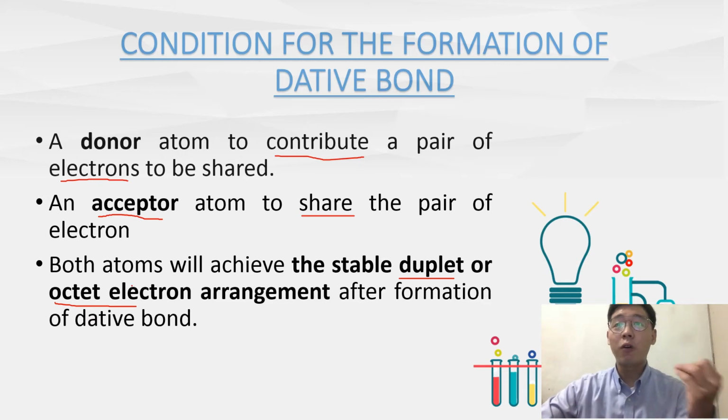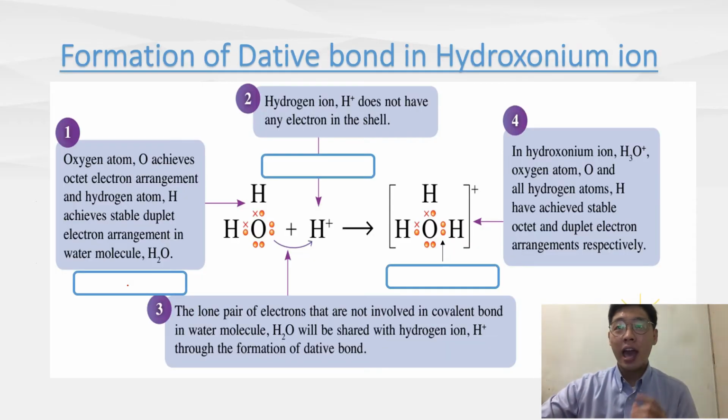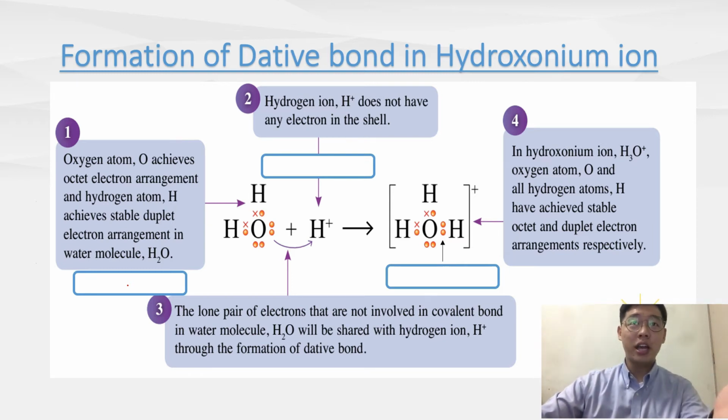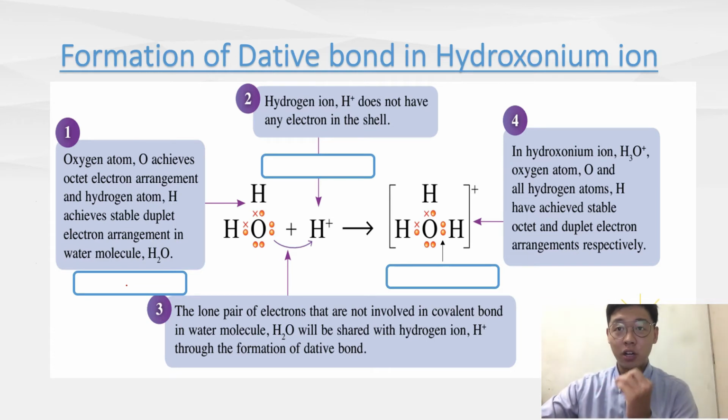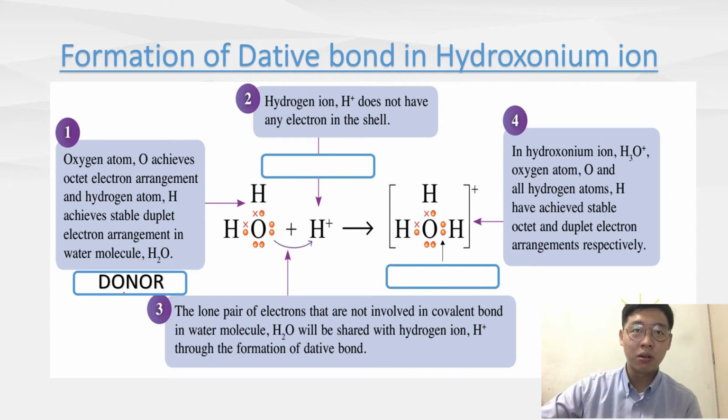The formation of the dative bond in the hydronium ion, which we call H3O+. Here we go. First, the oxygen atom achieves an octet electron arrangement, and the H achieves a stable doublet electron arrangement in the water molecule. The water molecule here we can call a donor, because it has an extra pair of electrons.